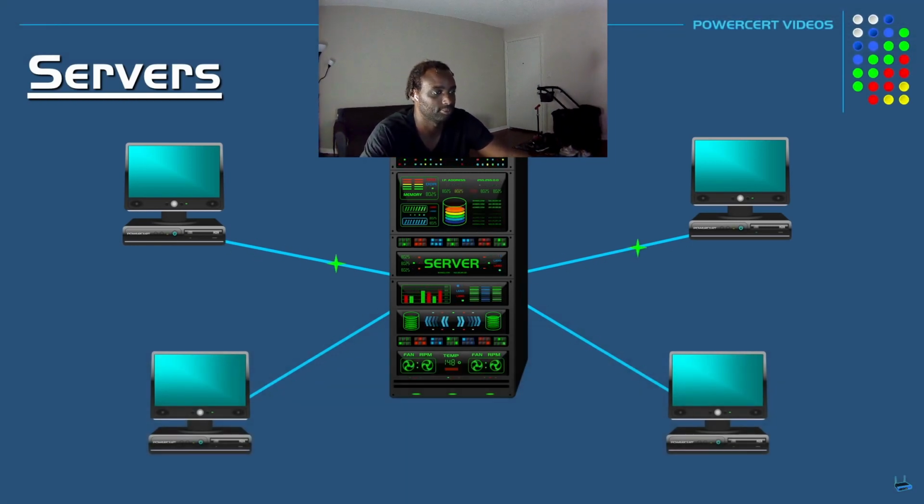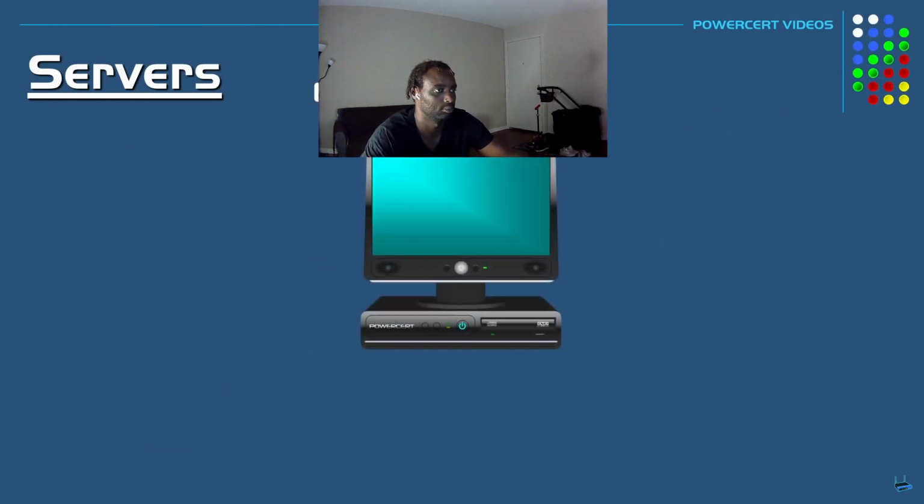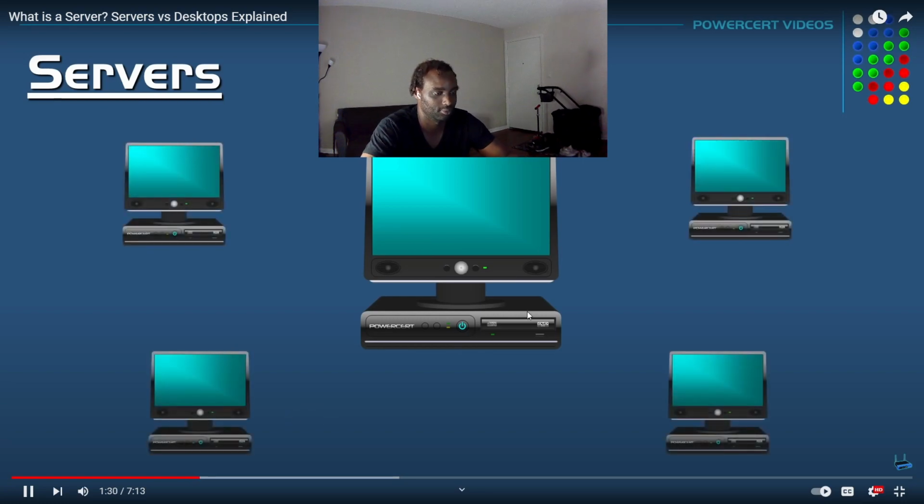A role that a computer takes, because any ordinary desktop computer can be set up as a server, and it doesn't necessarily have to be a powerful computer.